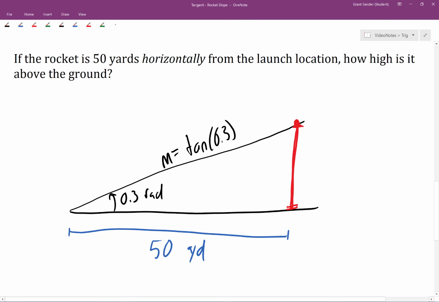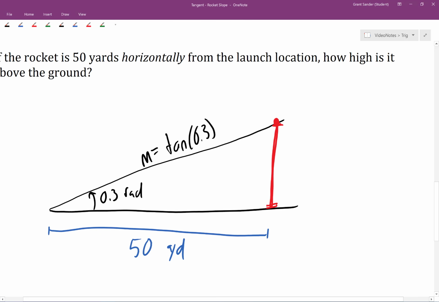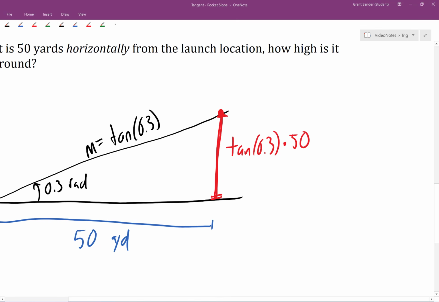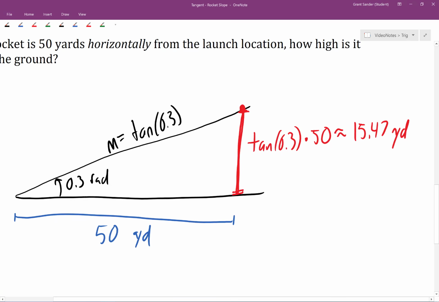Since the slope of this path is tangent of 0.3, the height of the rocket above the ground is the slope, tangent 0.3, times as large as the change in horizontal distance, which is 50. So that height above the ground is tangent of 0.3 times 50, which has a value of roughly 15.47. So the rocket is about 15.47 yards above the ground.